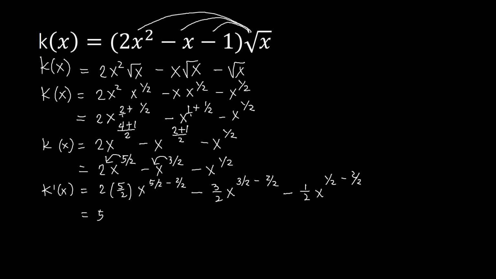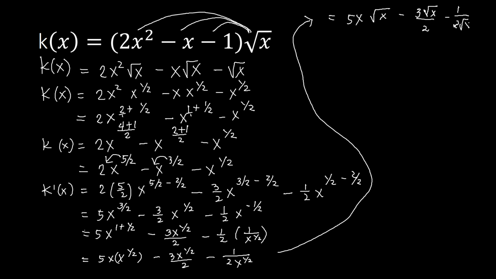So since we've got fractional exponents now, we are going to convert that into radicals. So this is now equal to 5x. x to the power of 1 half is equal to square root of x, minus 3x to the power of 1 half, that is equal to square root of x. And then we have over 2 minus 1 over 2 square root of x for the x to the power of 1 half.